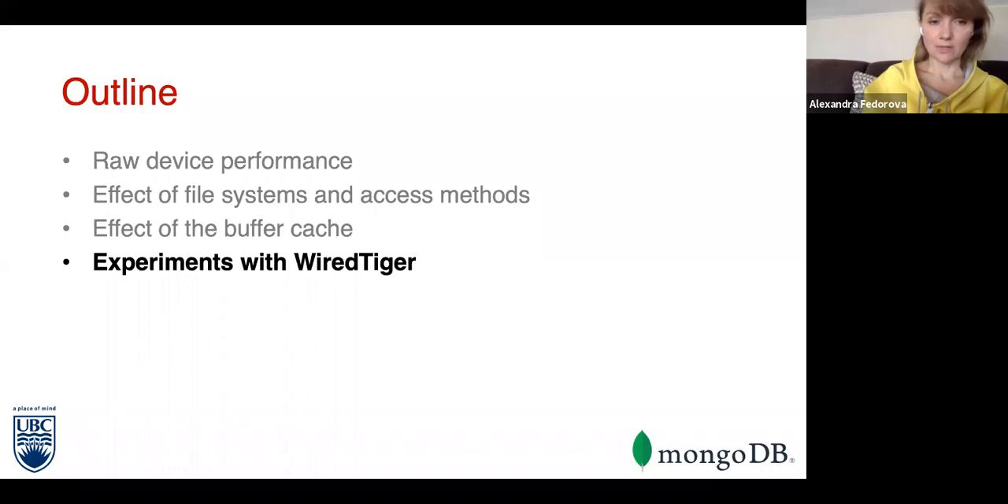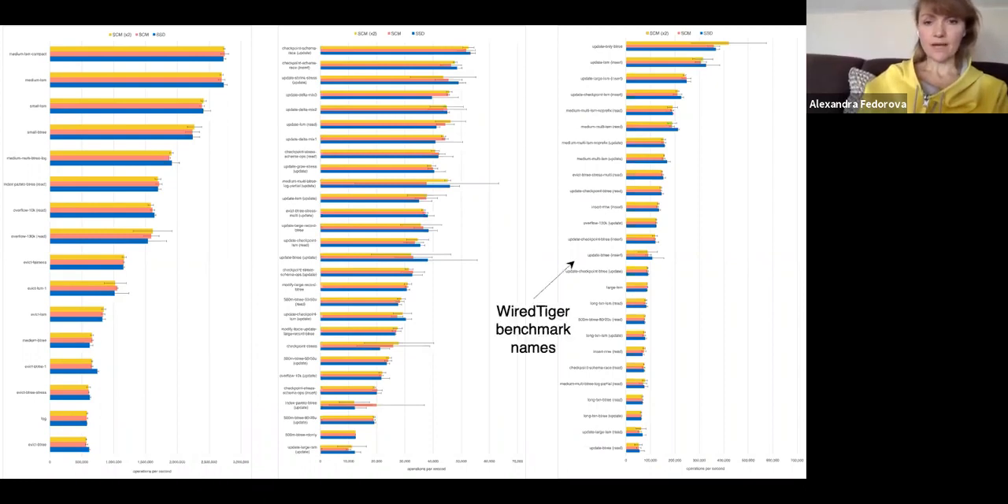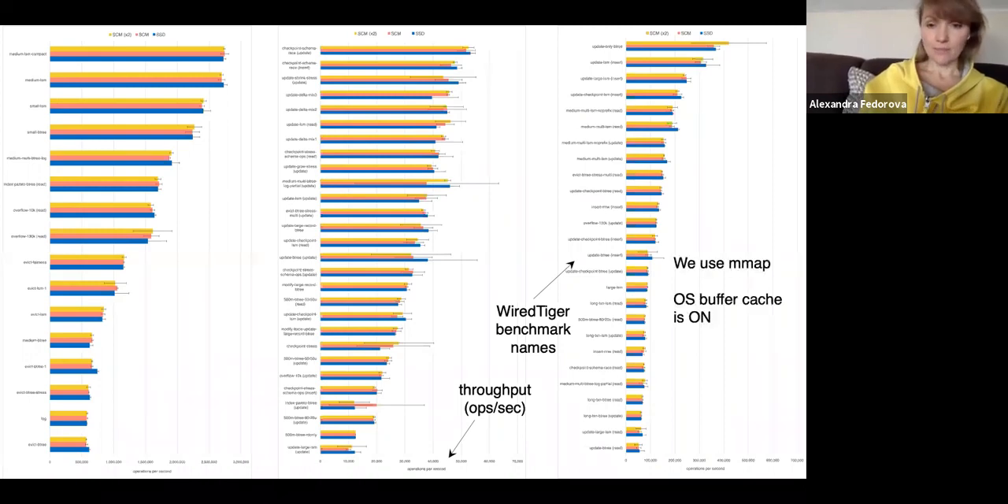All right, so now let's look at end-to-end experiments with WiredTiger. This is a crazy big chart, and it shows basically all of the experiments from the WT-Perf suite that I was able to run. The y-axis shows you the WiredTiger benchmark names, and the x-axis shows the throughput in operations per second. We use mmap, and the OS buffer cache is on.